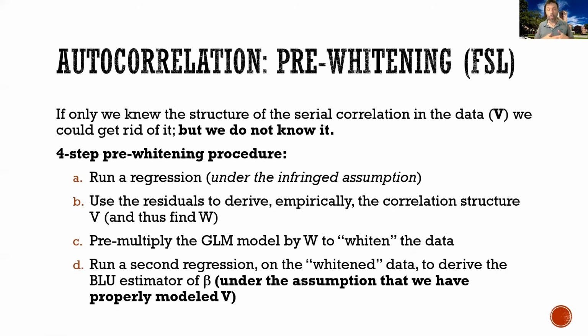And finally, we find W, we pre-multiply the GLM by W, and now we just run a new regression, and what we're getting is the best linear unbiased estimator. Of course, under the assumption that this procedure has allowed us to recover well the actual structure of V. So we're assuming that we did a good job at finding out what V is.